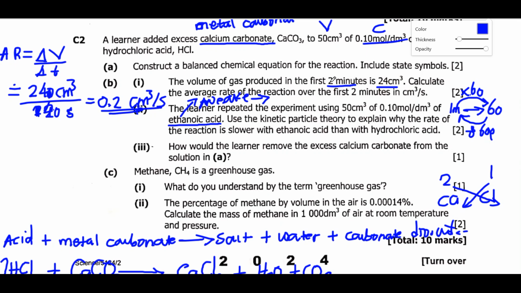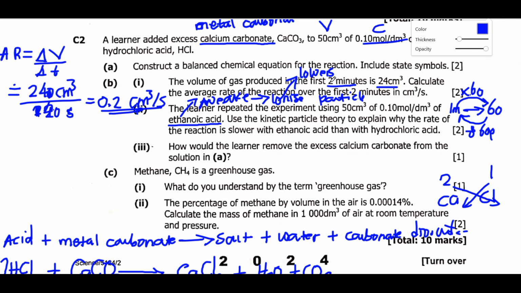A weak acid is a type of acid that ionizes partially. For a strong acid, it ionizes completely. So if a weak acid is ionizing partially, it means that the concentration of ions of ethanoic acid is lower than the concentration of ions in hydrochloric acid. And remember, concentration is one of the factors which affects the speed of a chemical reaction. When you increase the concentration, the rate of reaction increases. When you decrease the concentration, the rate of reaction decreases as well.